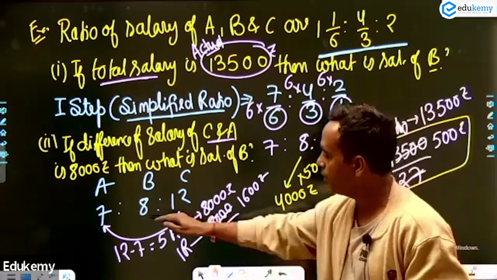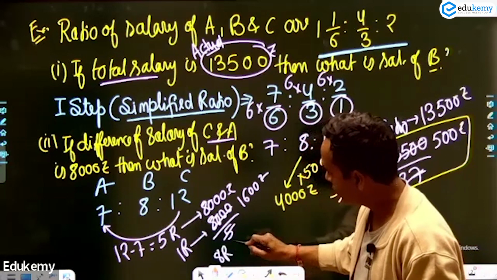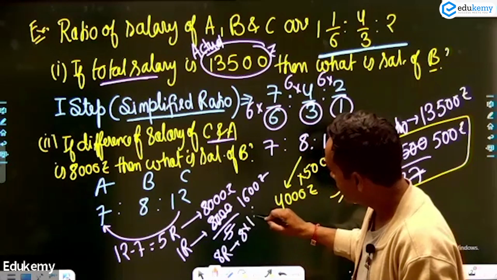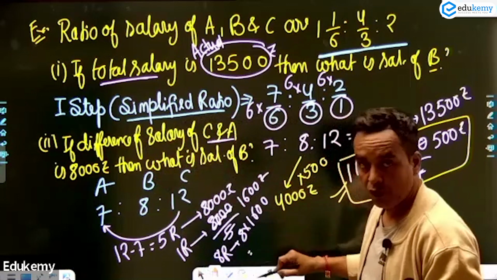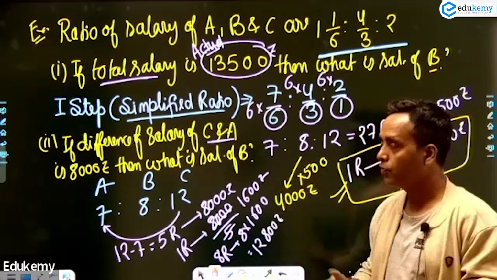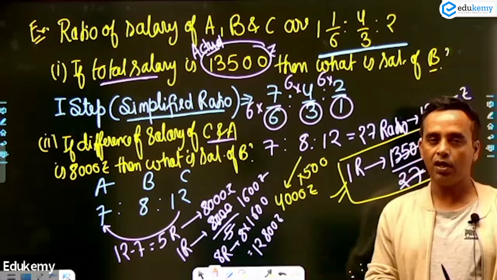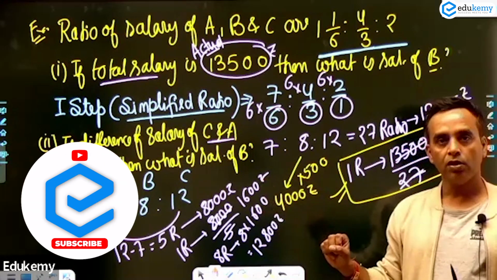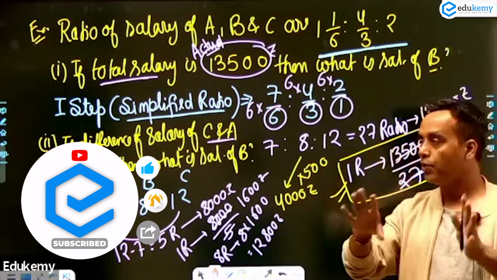So what do you want? 8 ratio. So 8 ratio is equivalent to 8 into 1,600. 8 sixes are 48, 8 ones are 8, 128. I think so. 12800 rupees. Are you getting it or not? So I think, are you aware of the equivalent method? Whatever actual value is given, compare with this.